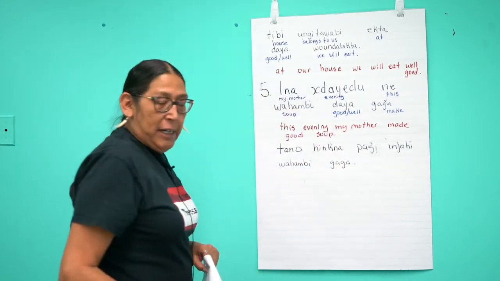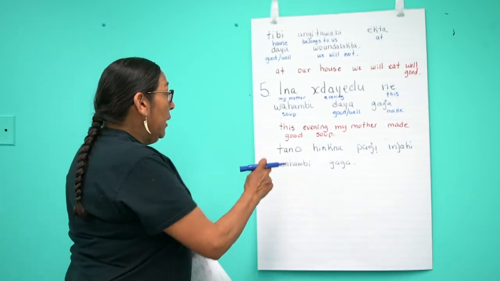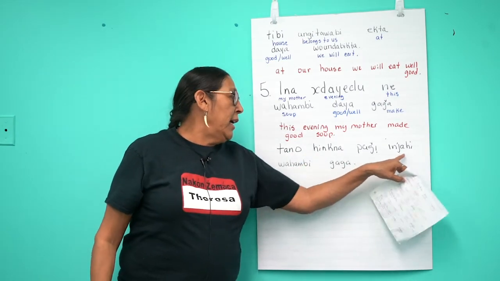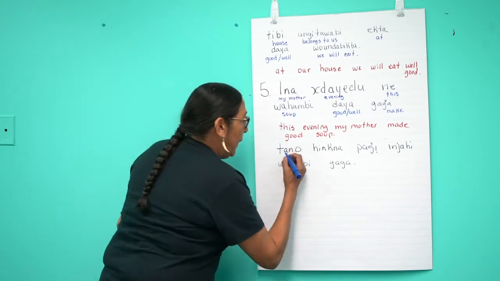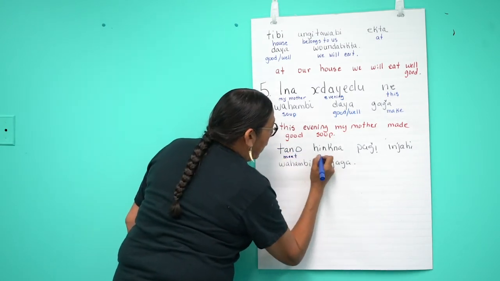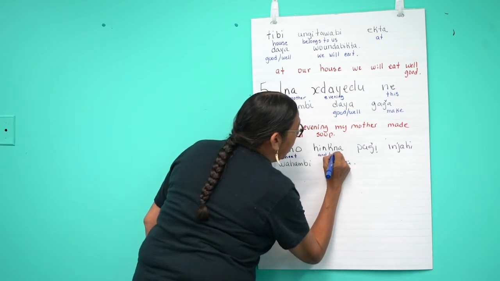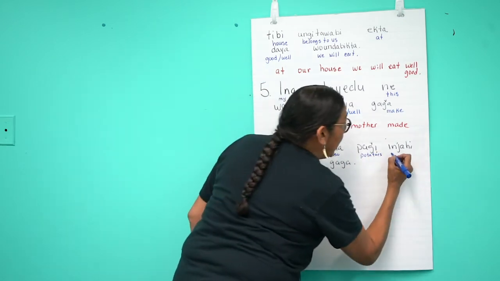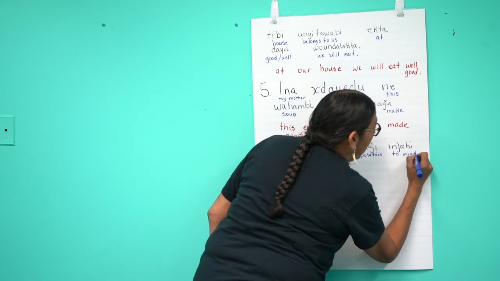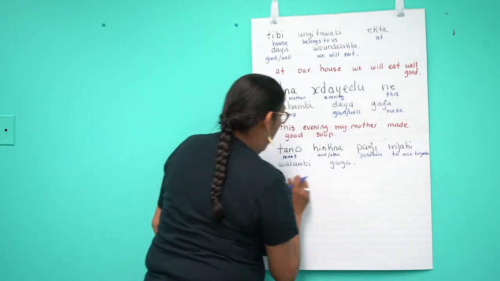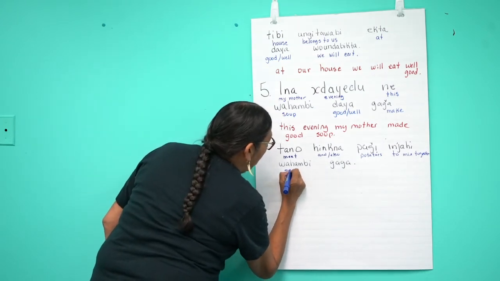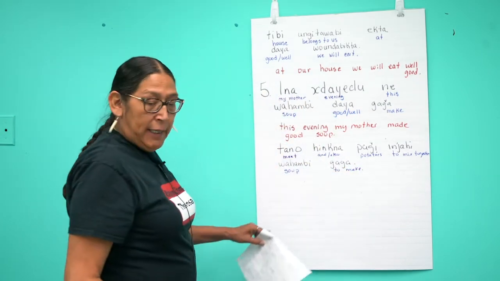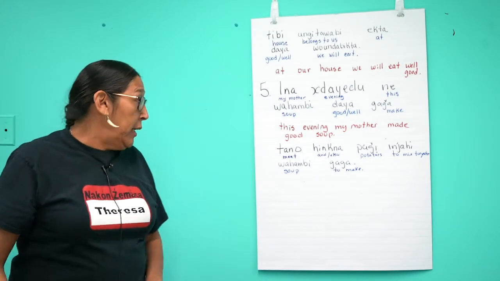Now, I know I'm kind of being repetitive with all these words, but that's going to help you. Tano hinkna pari injahi wahambi gaha. Meat and also pari, potatoes, injahi, to mix together, wahambi, soup, and gaha, to make. And what that translates to, she made meat and potato soup.